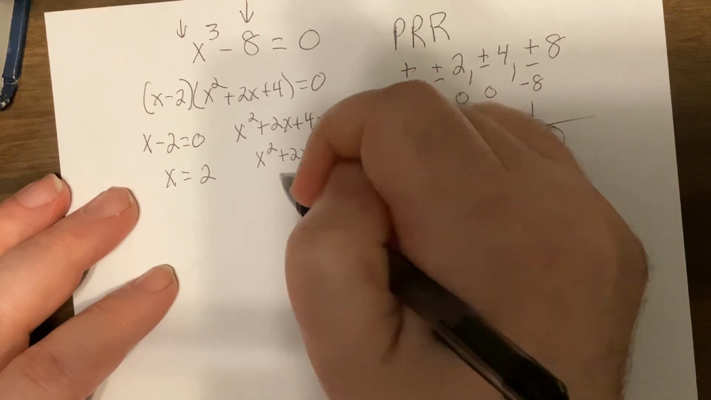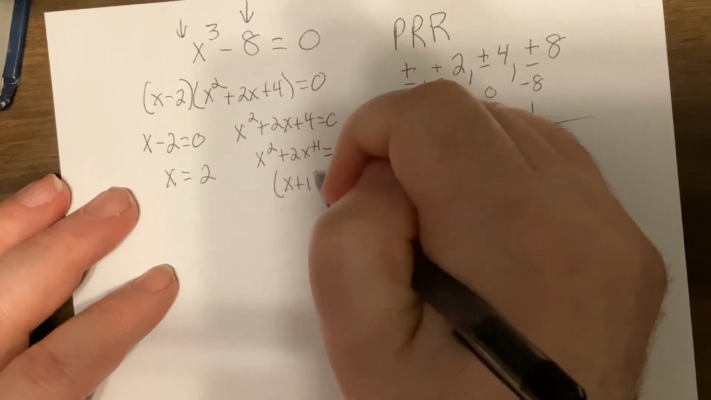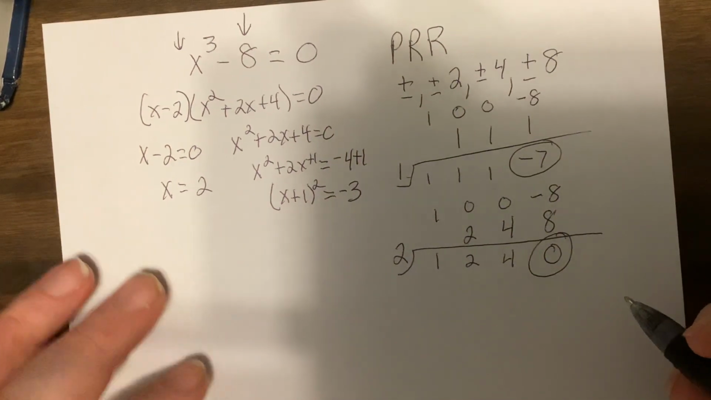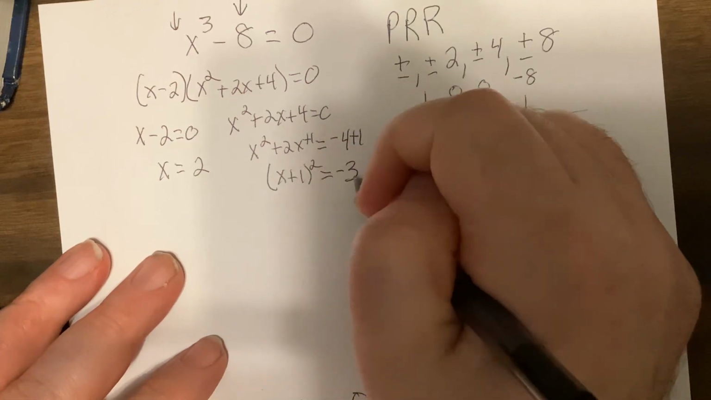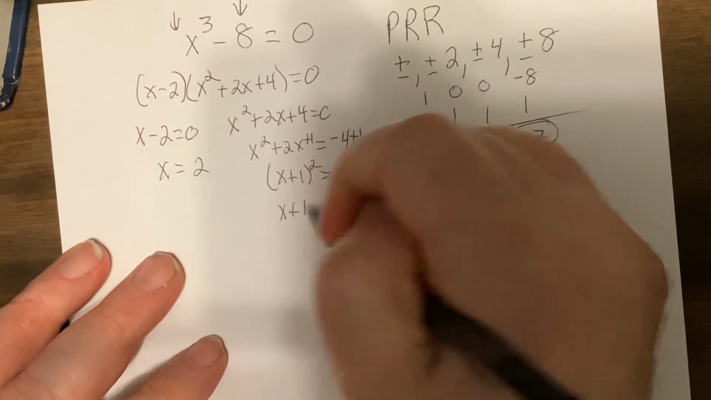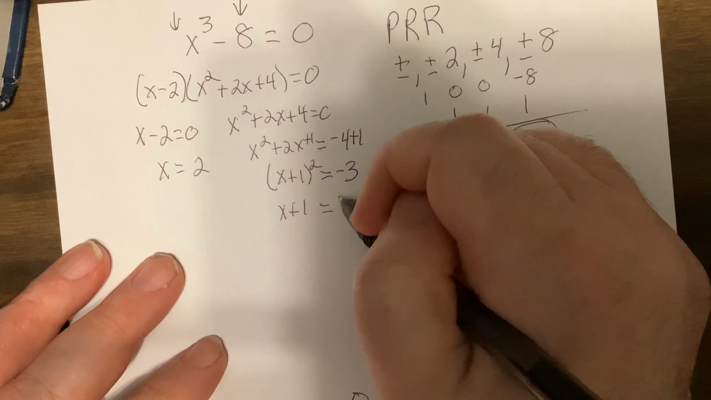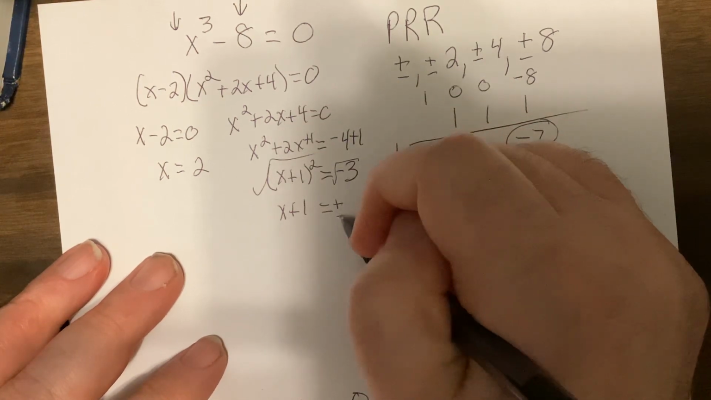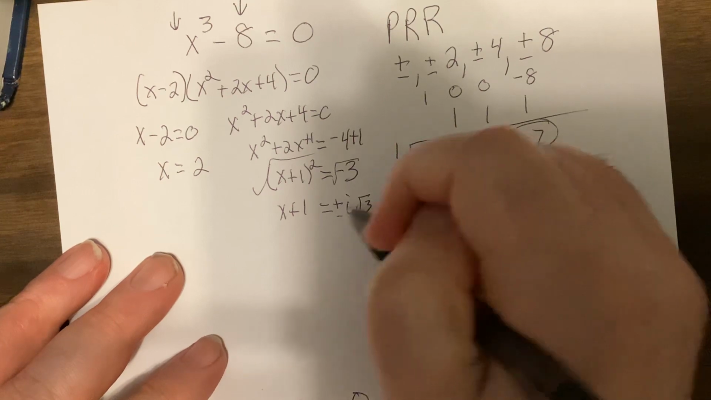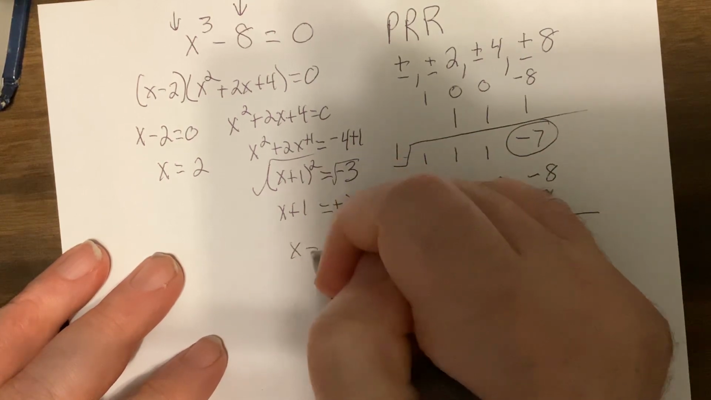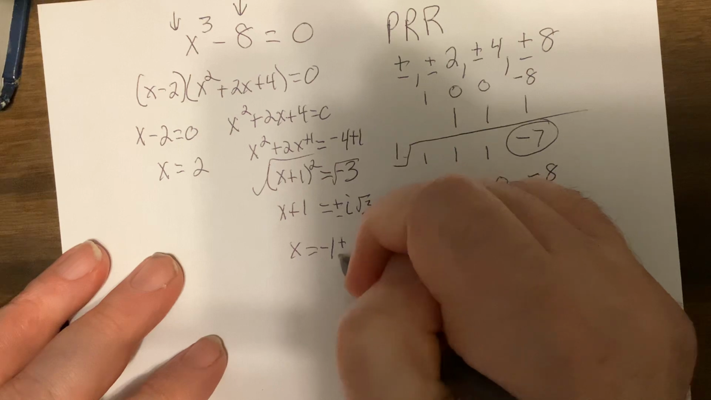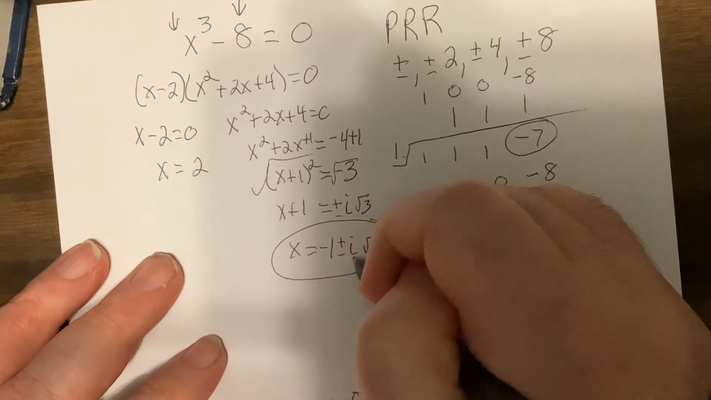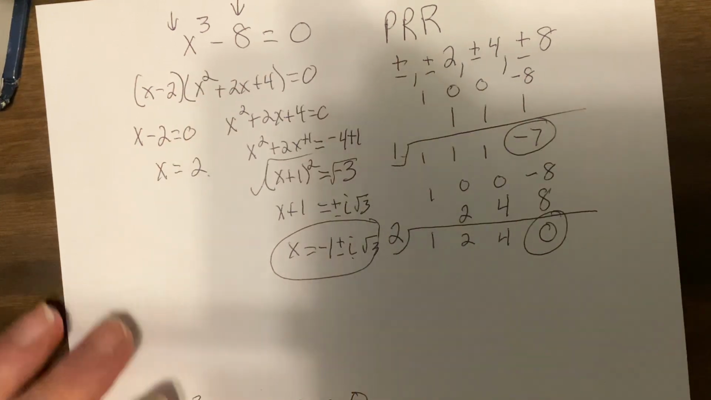So let's see. Factor this up. X plus 1 squared equals negative 3. So square root both sides. X plus 1 equals the square root of this. So that'd be plus or minus i square root of 3. Subtract 1. X equals negative 1 plus or minus i square root of 3. So I have 2 imaginary answers and 1 rational answer.